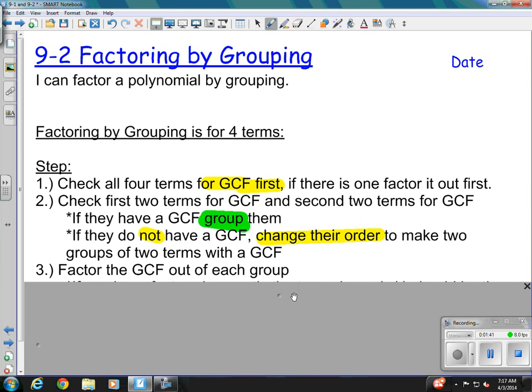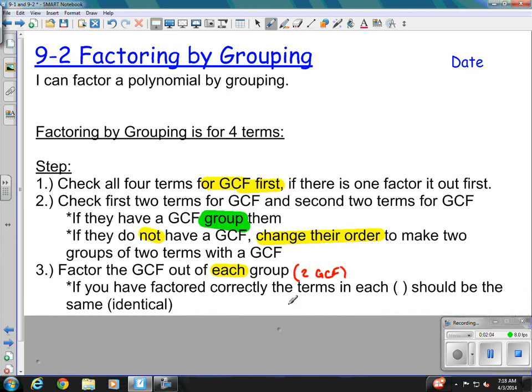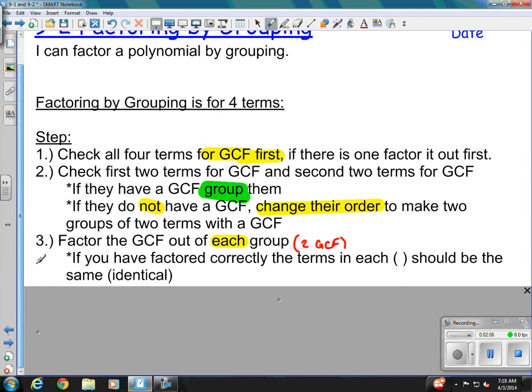Step 3, factor the GCF out of each group. That means there should be 2. We'll have 2 GCFs. And then lastly, if we have factored correctly, the terms in each parenthesis should be the same, should be identical. So if we have factored correctly, we'll have the parentheses being identical.